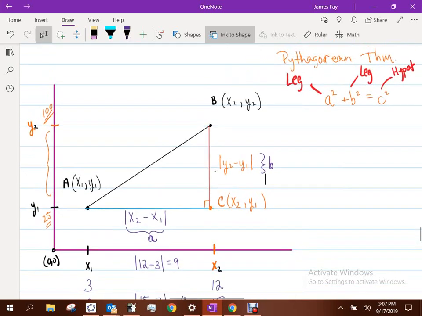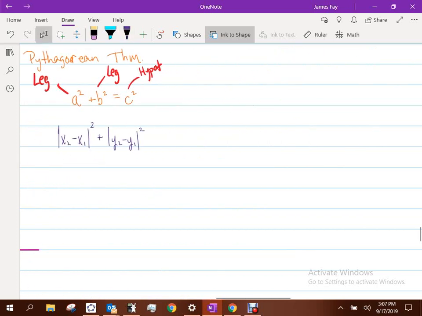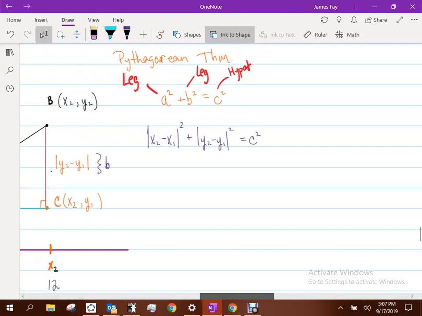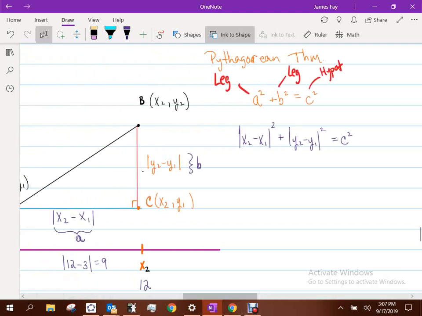Can I substitute that stuff into this formula? A, instead of calling it A, let's write it this way: x2 minus x1. But then they square A, so let's square that thing. B, instead of B, let's call it y2 minus y1, and square that. Now, C is the hypotenuse, right? That's actually the thing we're trying to find the length of, so we're just going to let it be C, and we'll leave it C squared. Now, we've got a little bit of algebra to do.